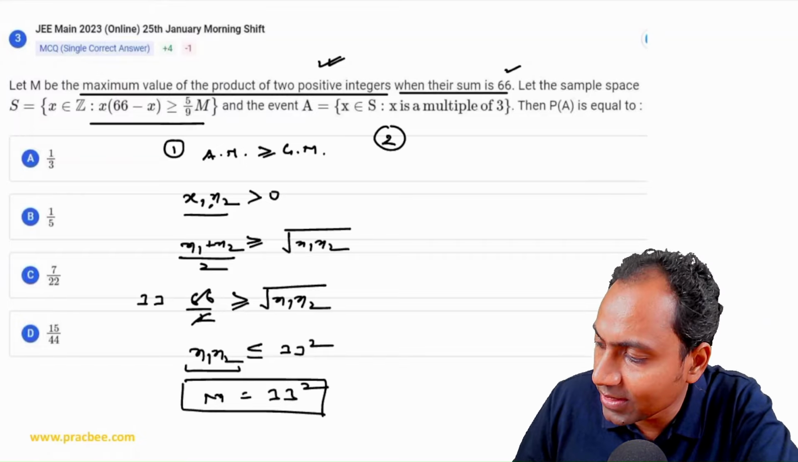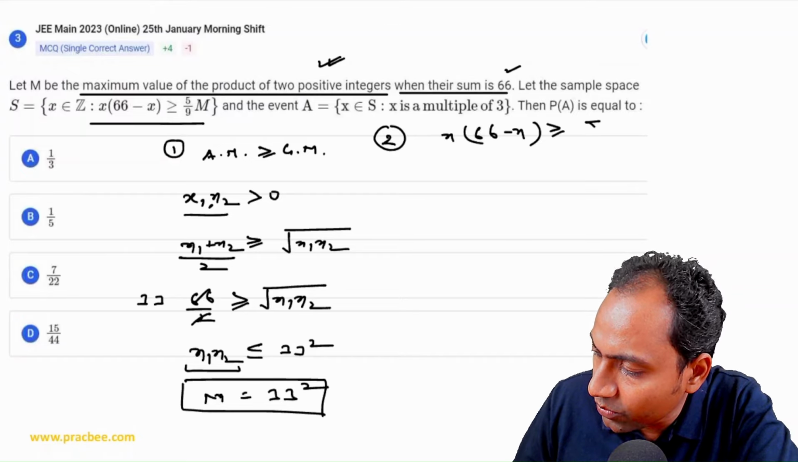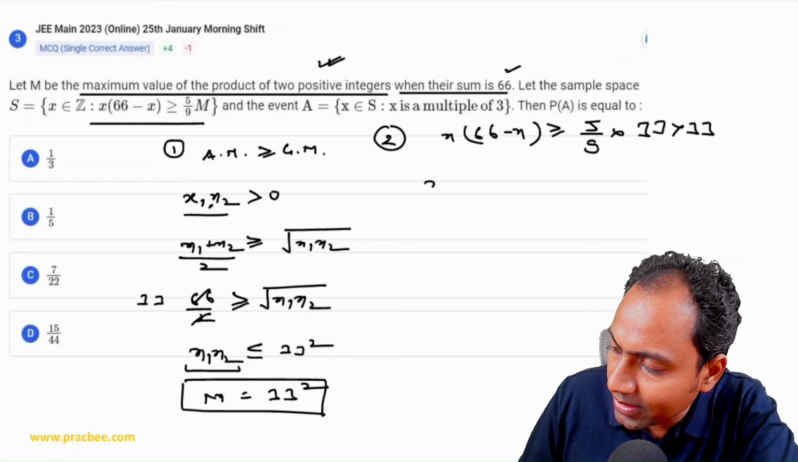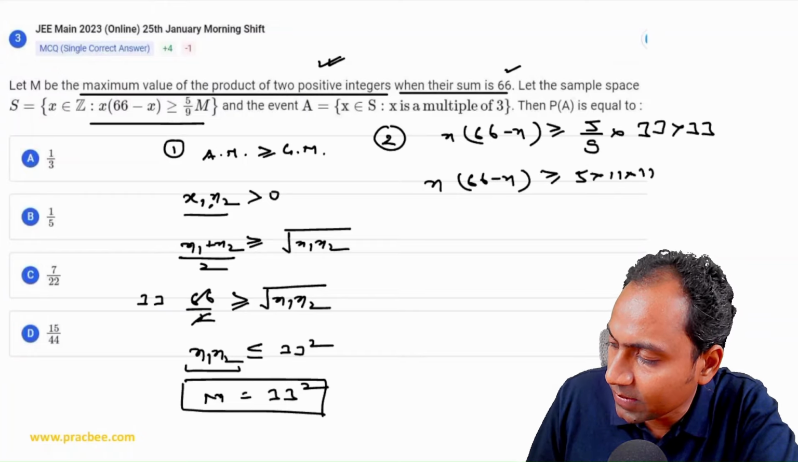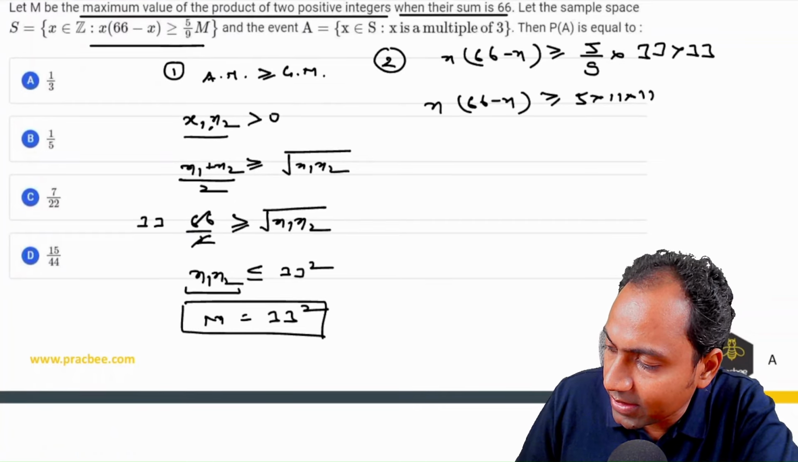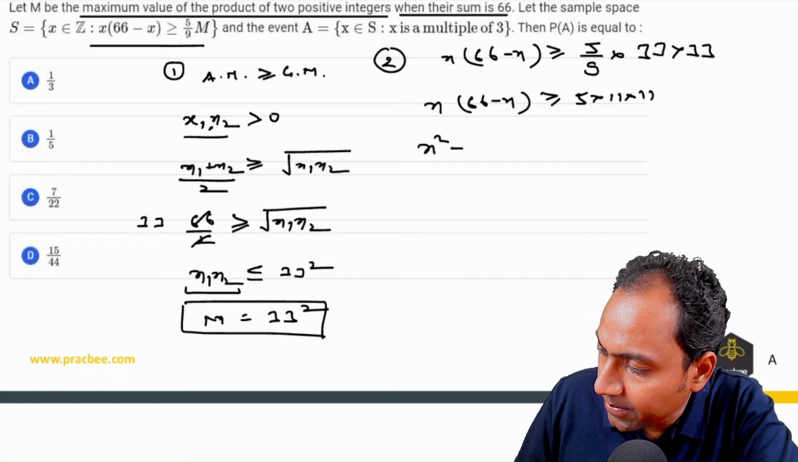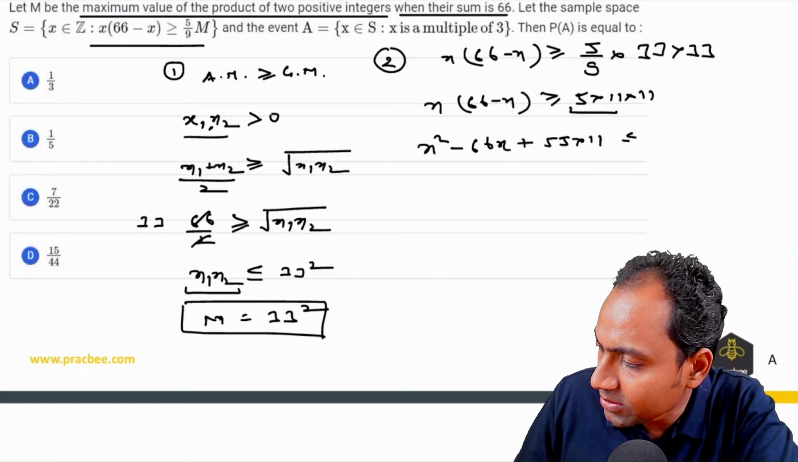Now in this, what they are saying is x into 66 minus x is greater than or equal to 5 by 9 into m. M is nothing but 33 square. And if I simplify this, what you can get is x into 66 minus x is greater than or equal to 5 into 11 into 11. And now if you take them on the same side, this becomes x square minus 66x plus, and this I can write as 55 into 11, is smaller than or equal to 0.